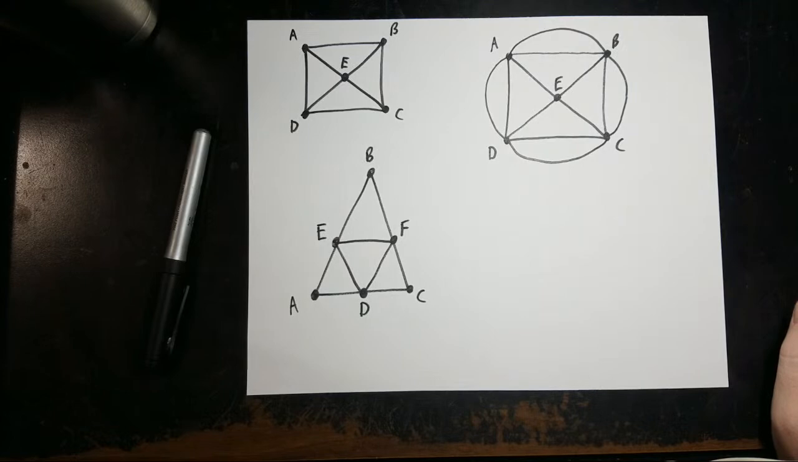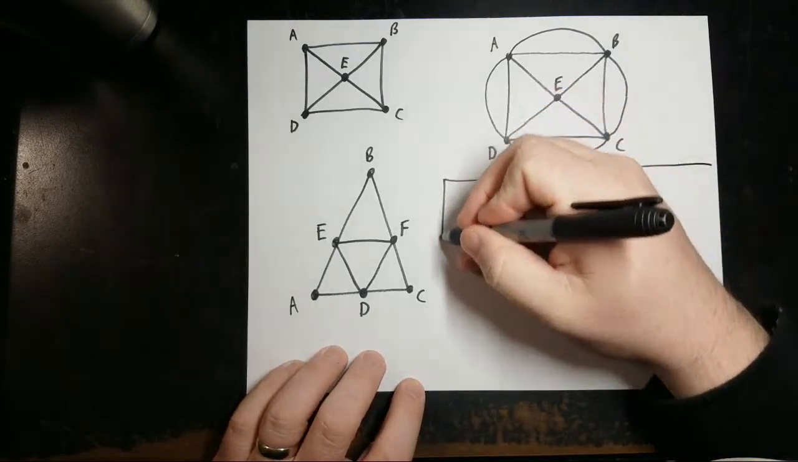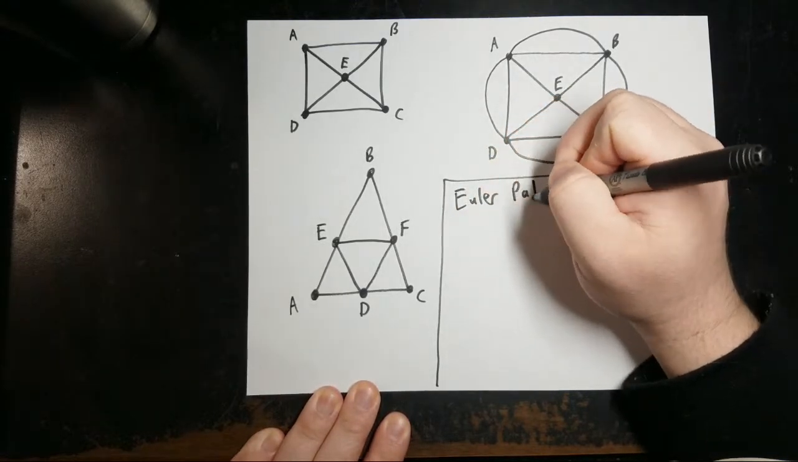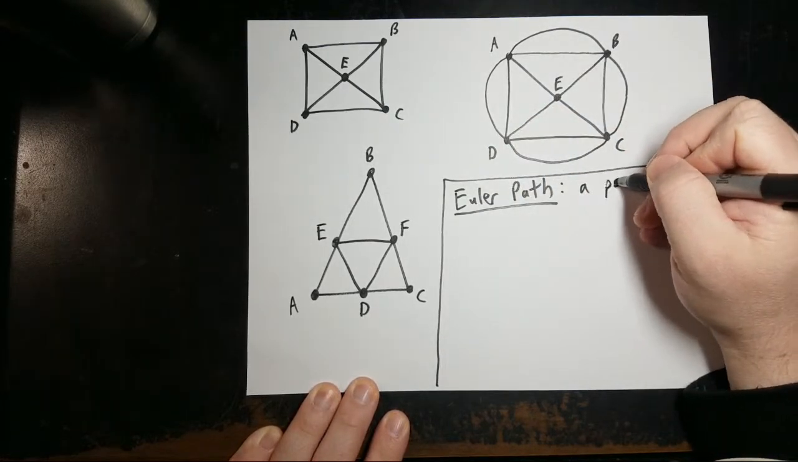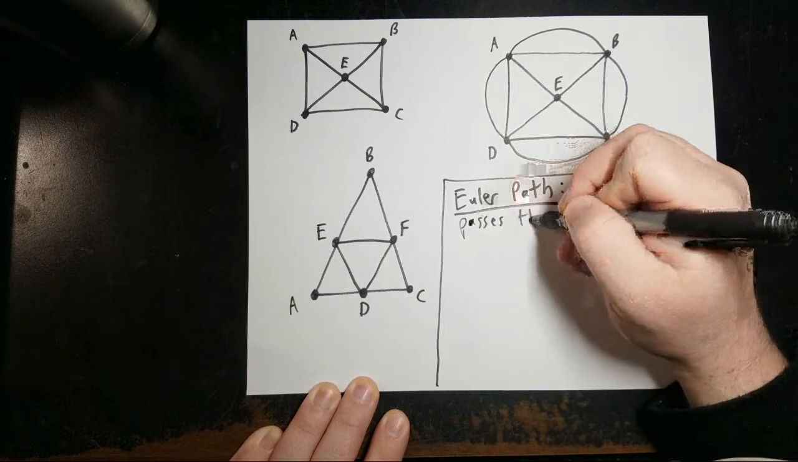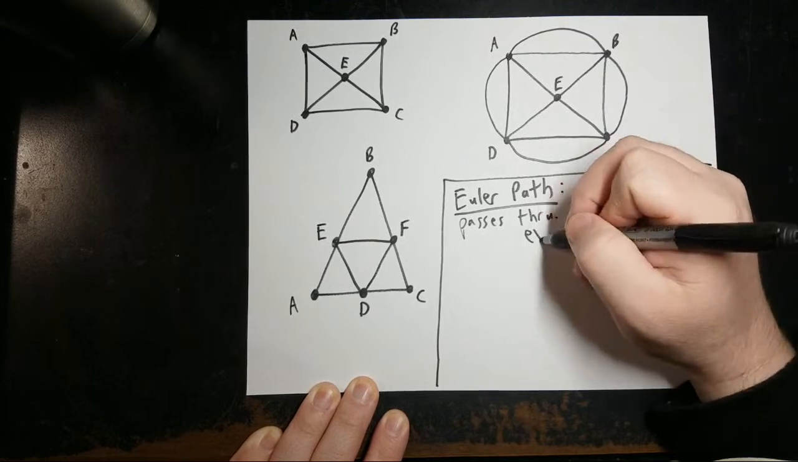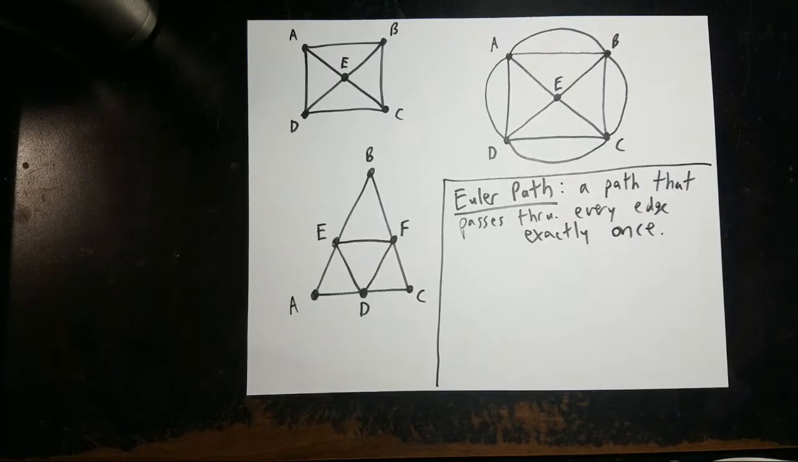In fact, that is also what they call an Euler circuit, but I'm going to give you the definition of that in a little bit. In fact, you know what? Let me give you the definition right now. In my notes. What they call an Euler path is a path that passes through every edge exactly once. An Euler path is a path that passes through every edge exactly once.